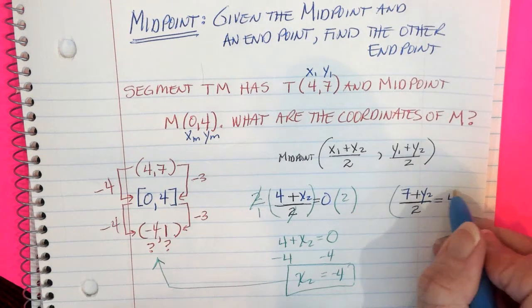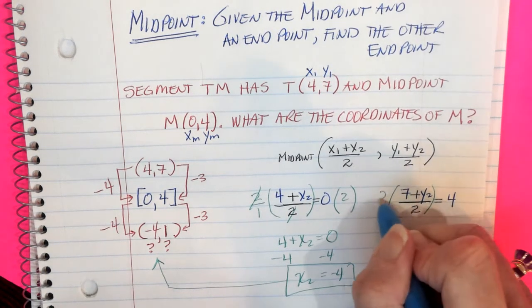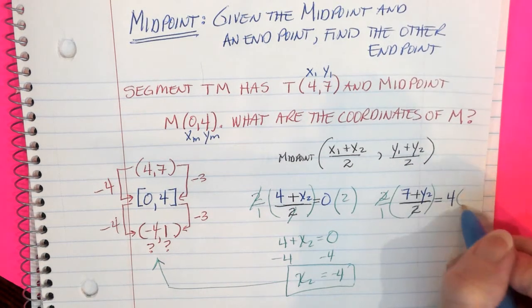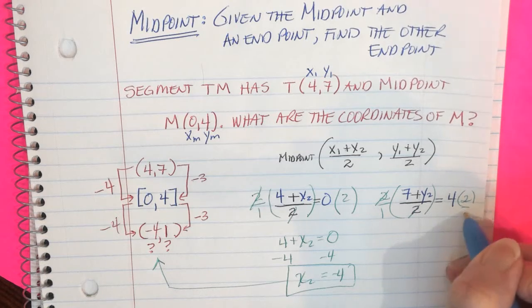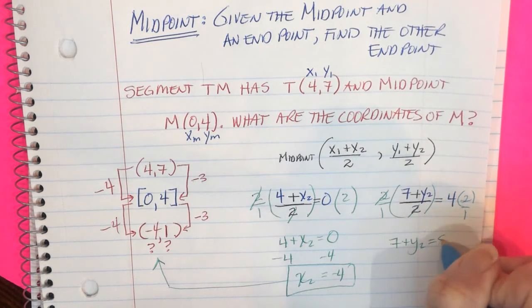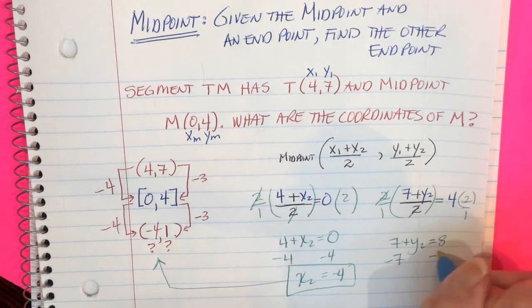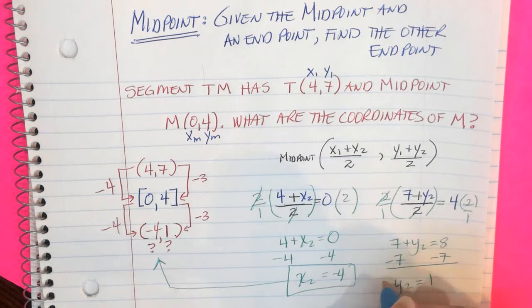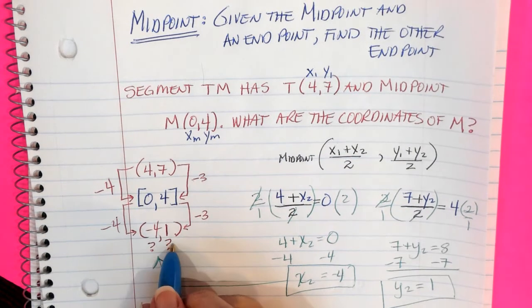Same thing on this side. If I'm going to multiply this side of the equation by 2 over 1 to get the 2 in the numerator and the denominator to cancel, I'll have to multiply this side by 2 over 1. I now have 7 plus y sub 2 equals 8. Subtract 7 from both sides, and I get y sub 2 equals 1. And again, we knew it from right here.